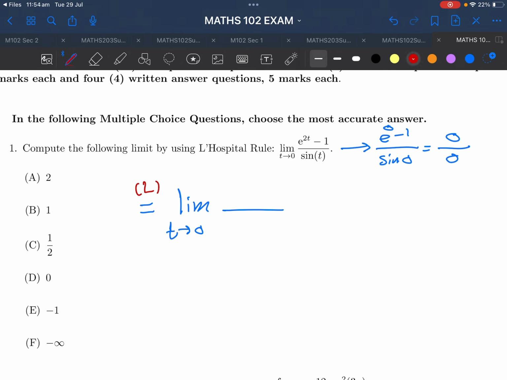What is the derivative of the numerator? The e power 2t will be the same, e power 2t, and then you take the derivative of whatever is inside, which is just 2. Derivative of 1 is 0, so it will go away. Derivative of sine is cosine. Now, if you have the calculator, substitute, you get just 2, which is the first answer here.